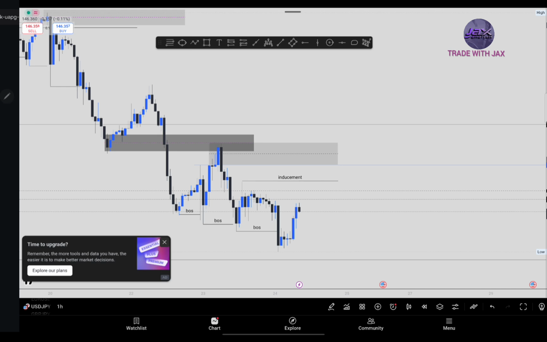But we in Nigeria mostly like trading the London session and New York session, because the New York session is from 1 p.m. to 5 p.m., during the day in the United States. That's their own session.